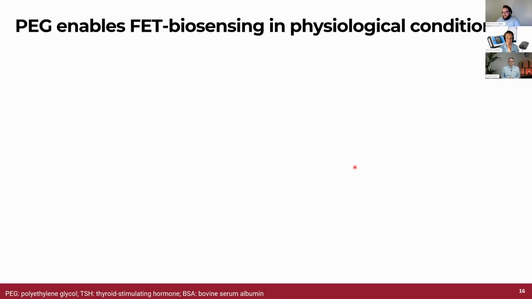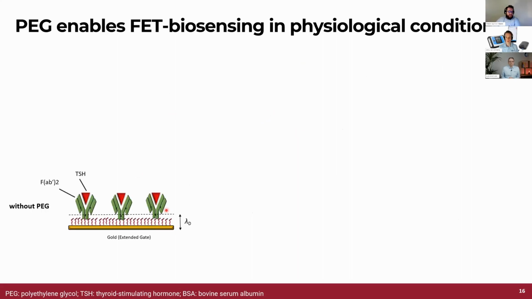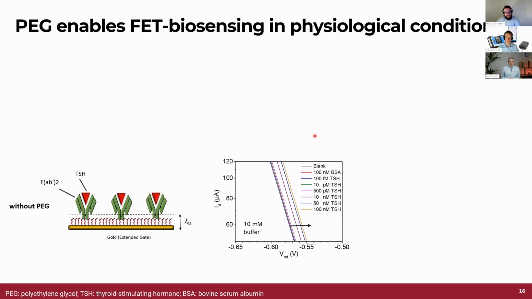Then we proceeded with some electrical, so field effect transistor based measurements. We first tested the surface that the Fab2 fragments were immobilized on, but without this long PEG, so we called it without PEG. This is our readout, our real raw data, so to say. Those are the transfer curves shifted upon addition of higher concentrations of thyroid stimulating hormone.